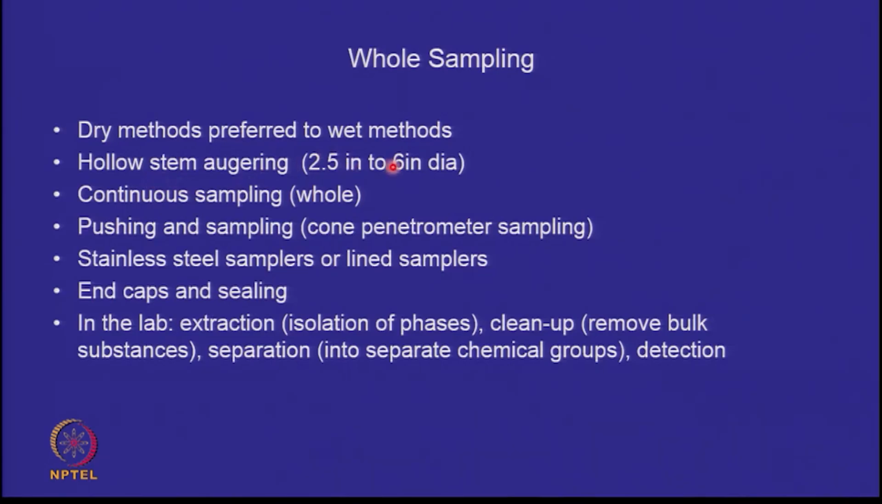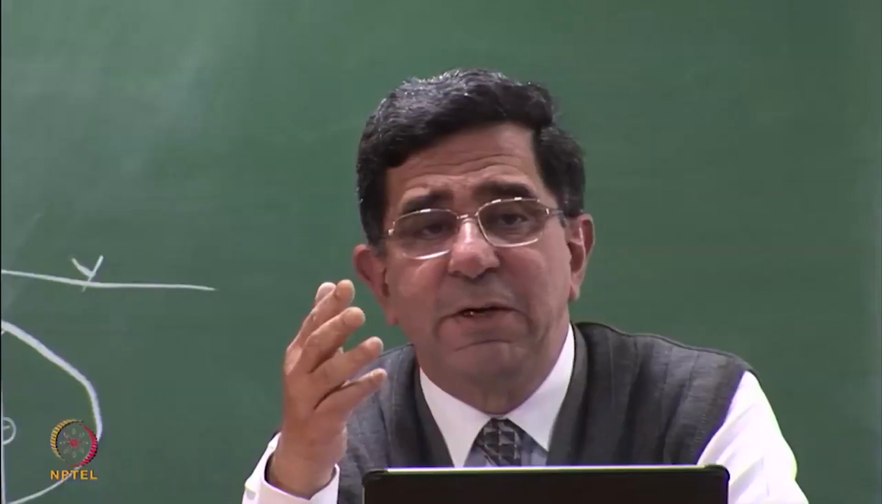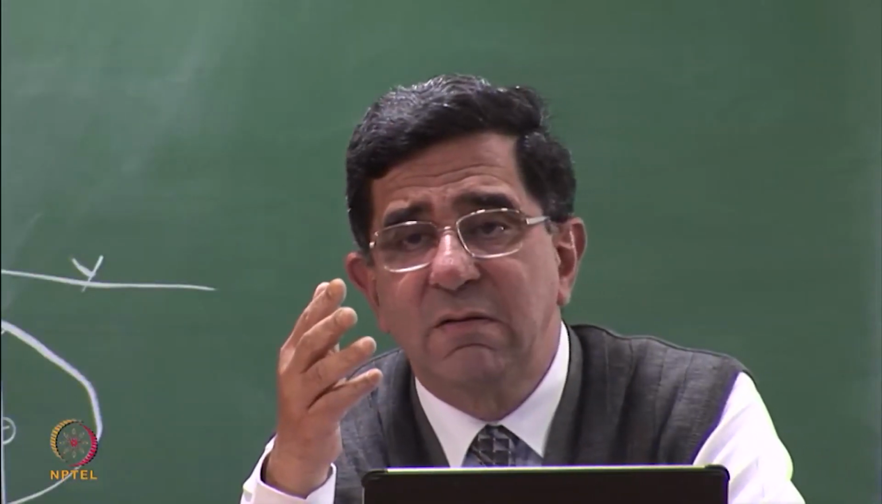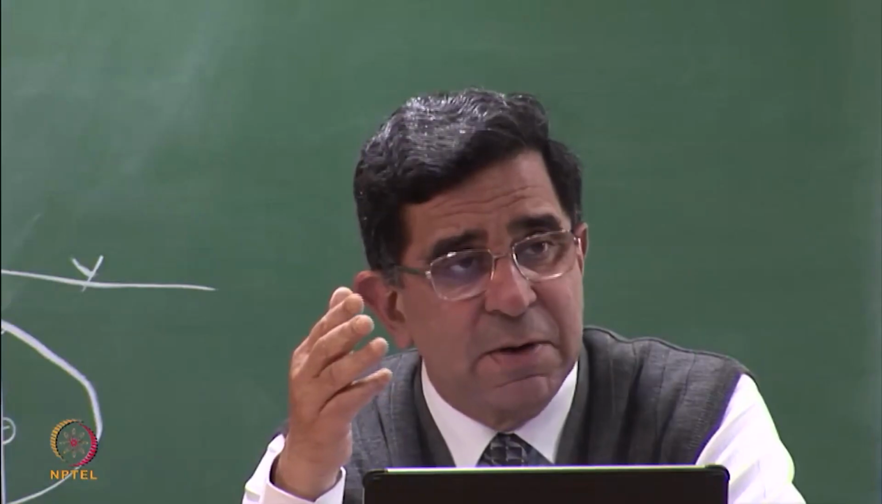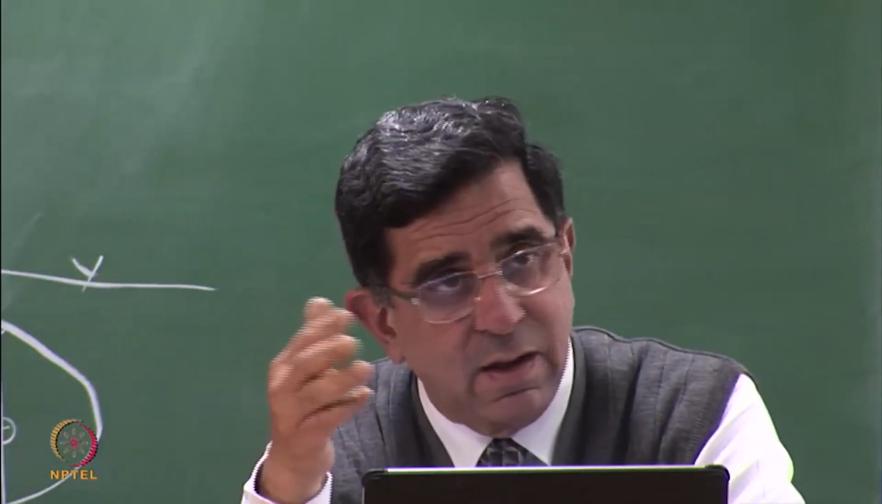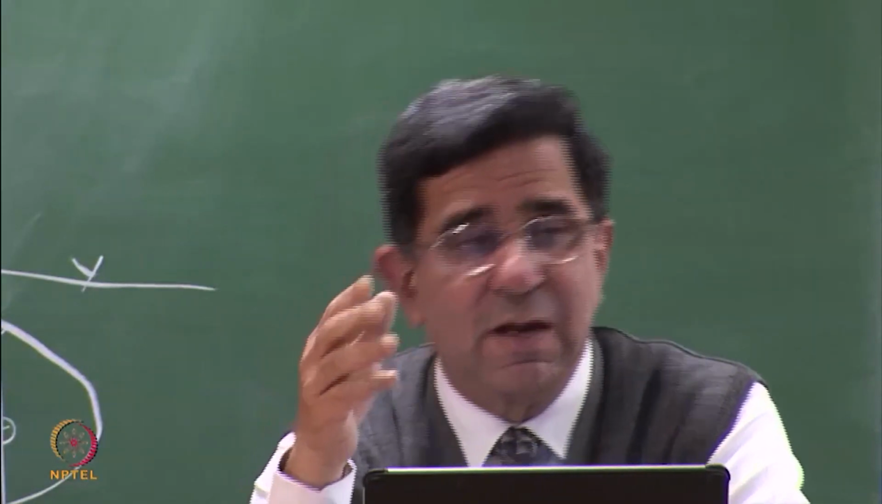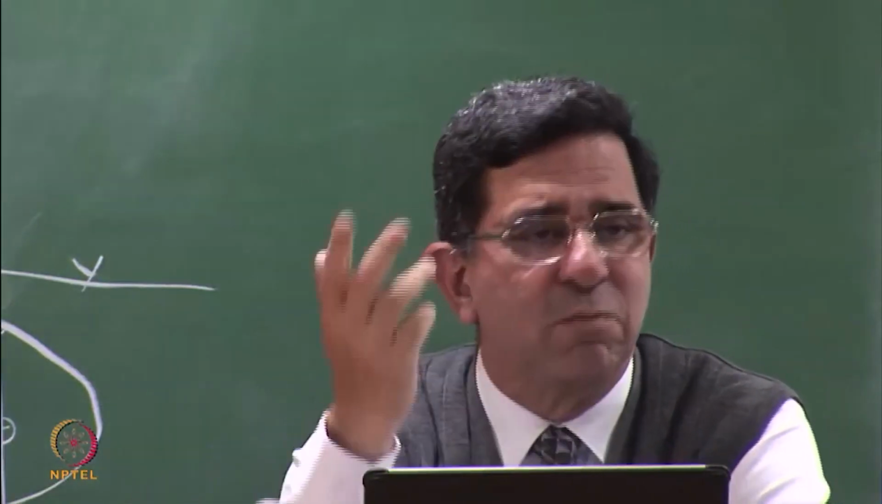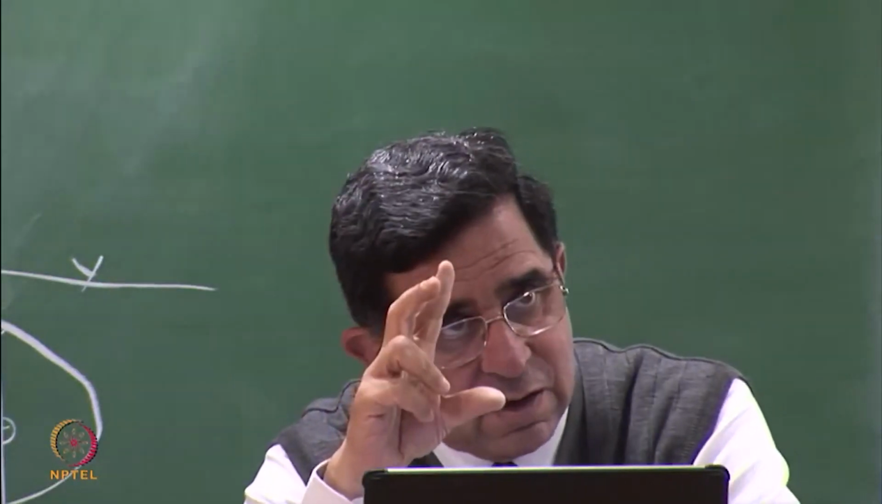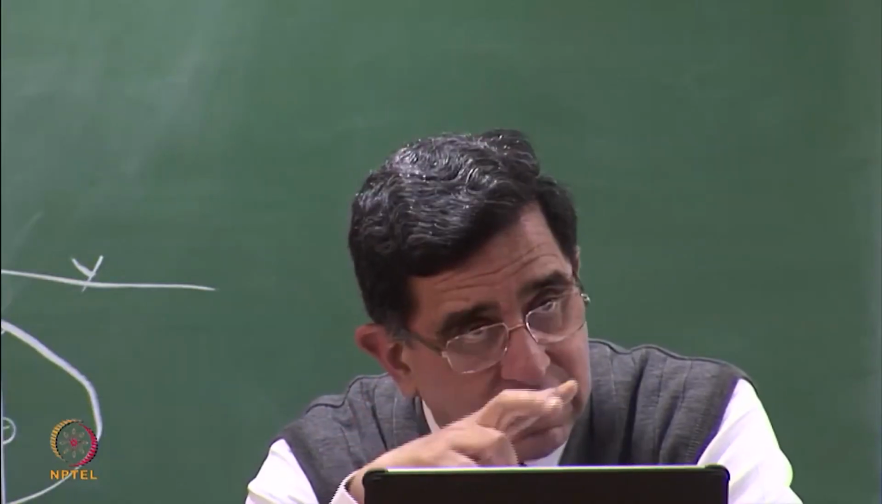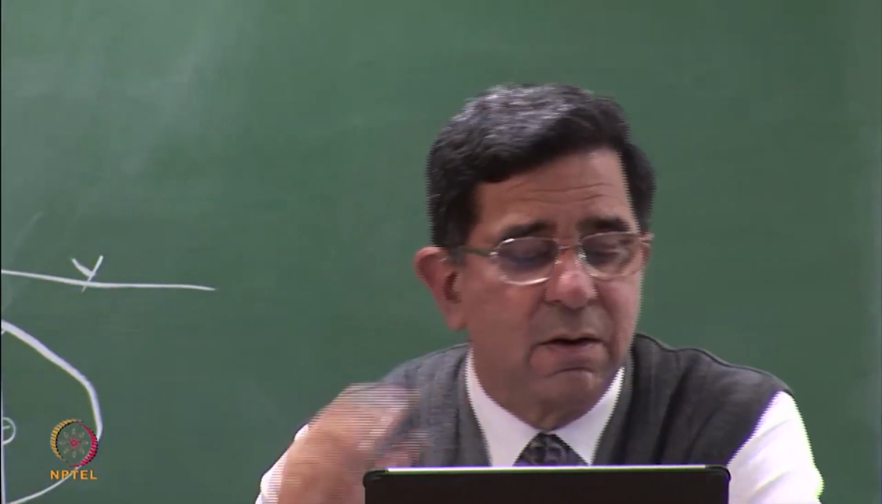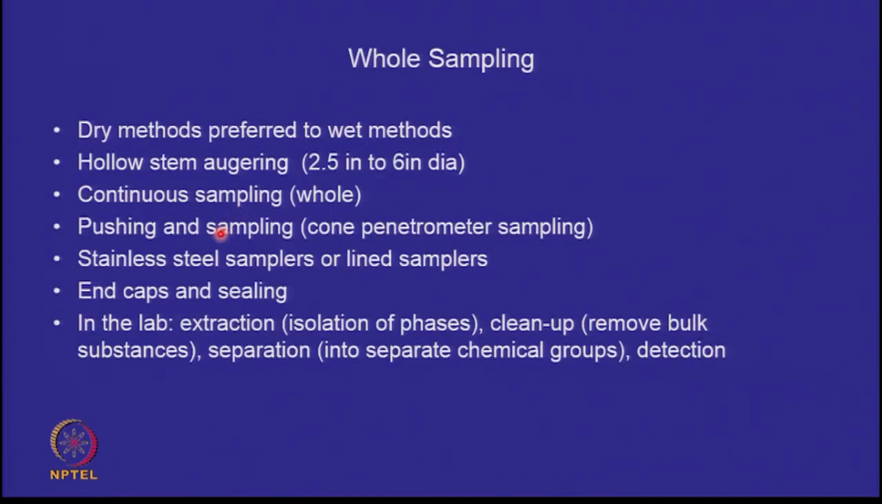Hollow stem augering. In soil mechanics, we do SPT values, what? Once every 1.5 meter depth, every 5 feet interval. Here you may instead go for continuous sampling. That means keep on just taking out samples. You don't have to measure N values. You take out a sample and you take out another sample, drill forward, take another sample. So you can do continuous sampling, pushing and sampling. Mostly you use stainless steel samplers. End caps and sealing is important.